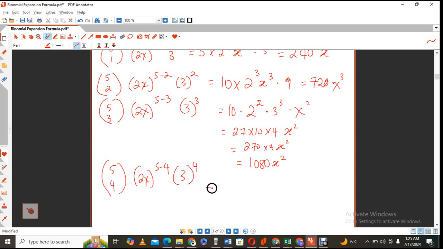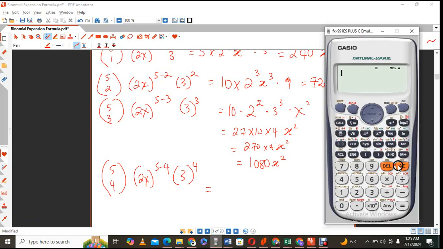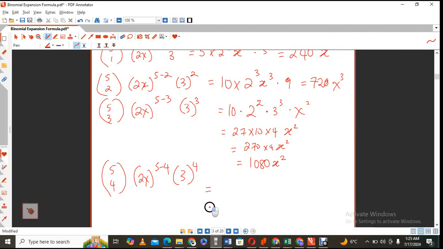So if I have to continue with this one, 5 choose 4, well, let's just put it up there. So we say 5 choose 4. Okay, that is nothing but 5. So it's 5 times 2 times 3 raised to the power 4, and that is x over there. Of course, you can go ahead and clean this up. So this is nothing but 10. 10 times 81x. So this is nothing but 810x.